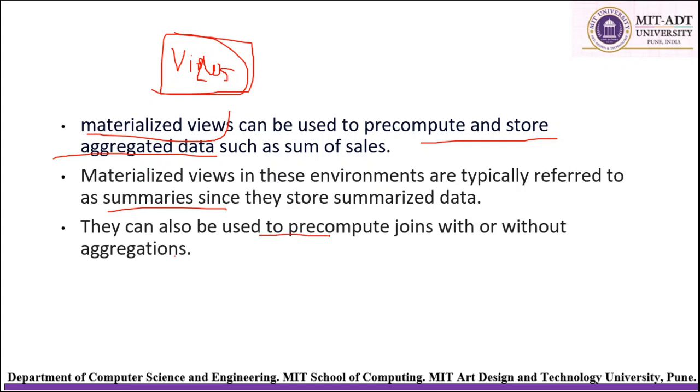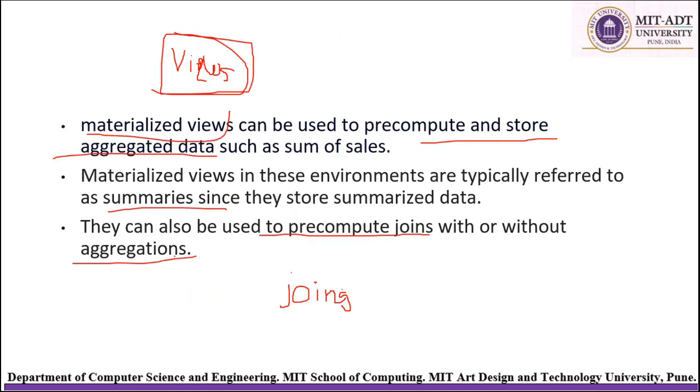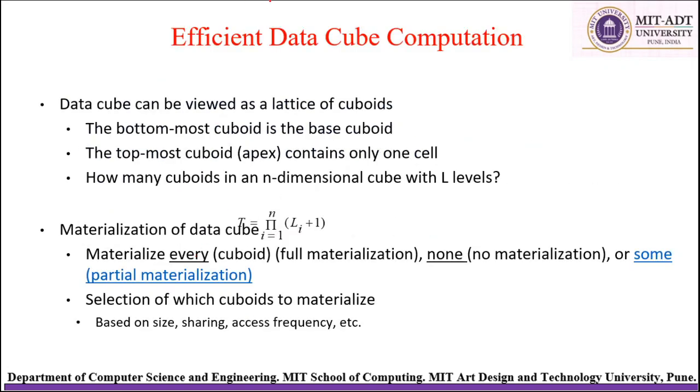They are also used to pre-compute the joins with or without aggregation. So we know that different joins can be required to fetch the data from multiple tables. So we can have the pre-computed join results stored with or without aggregation function. If required, we can perform aggregations, or without aggregations we can do it. So this is for information, the materialized concept that we require here.